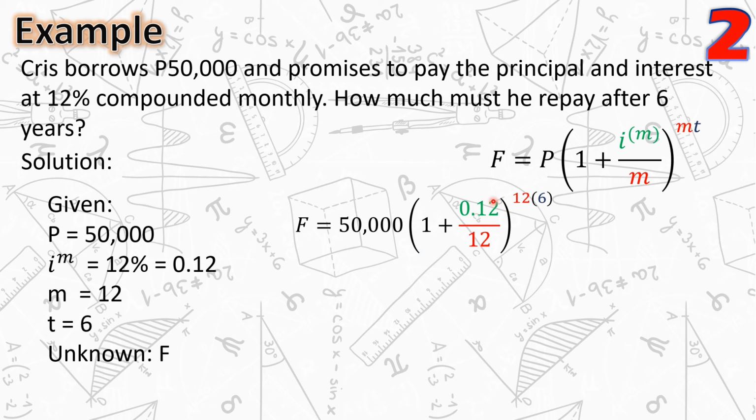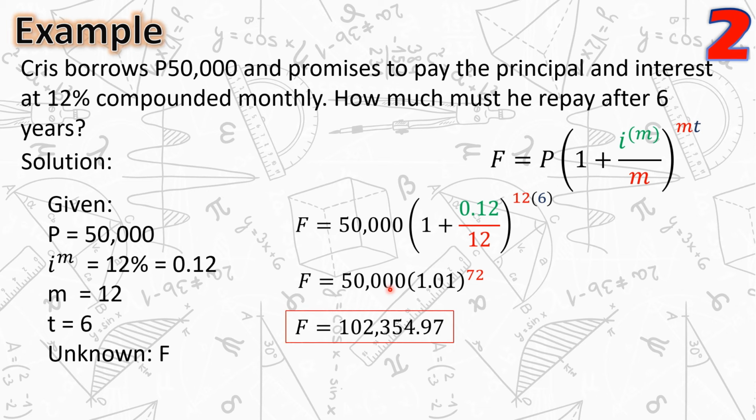Solving for the value inside the parentheses and the exponent, we will have F is equal to 50,000 times 1.01 raised to 72. 0.12 divided by 12 is 0.01, plus 1, that is 1.01. 12 times 6 is 72. So use your calculator to solve 50,000 times 1.01 raised to 72. You will get the future value as equal to 102,354 pesos and 97 centavos.